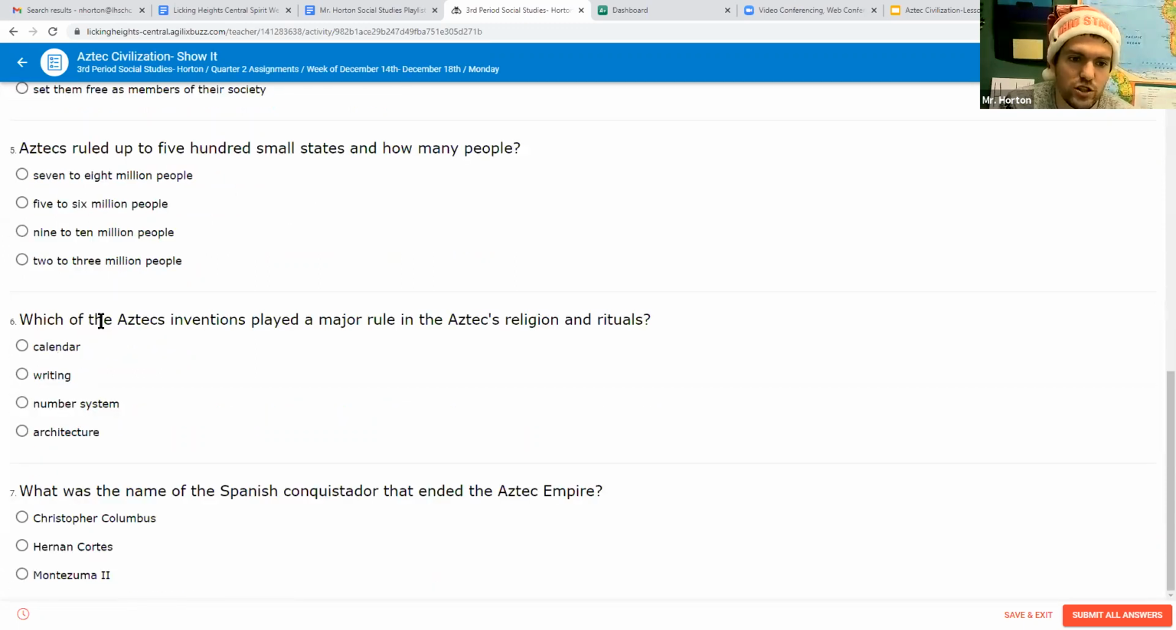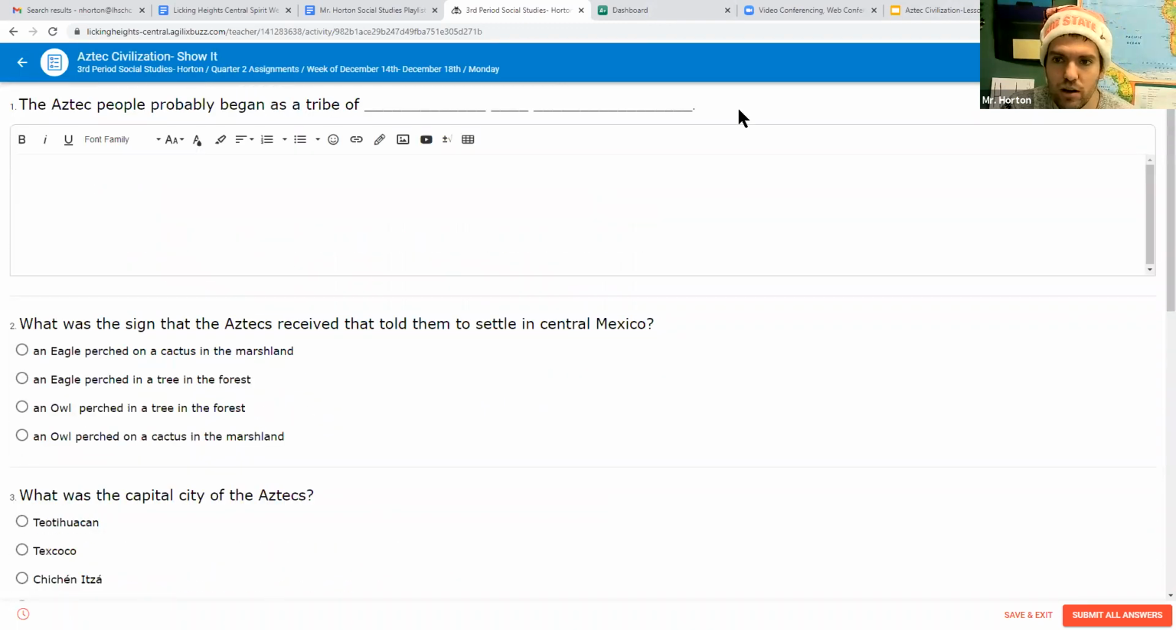Number 6, it says, which of the Aztecs' inventions played a major role in the Aztec religion and rituals? And then number 7, it says, what was the name of the Spanish conquistador that ended the Aztec Empire? So who was the Spanish warrior and explorer that ended the Aztec Empire? Okay, so we'll answer all those questions after we go through our lesson today.